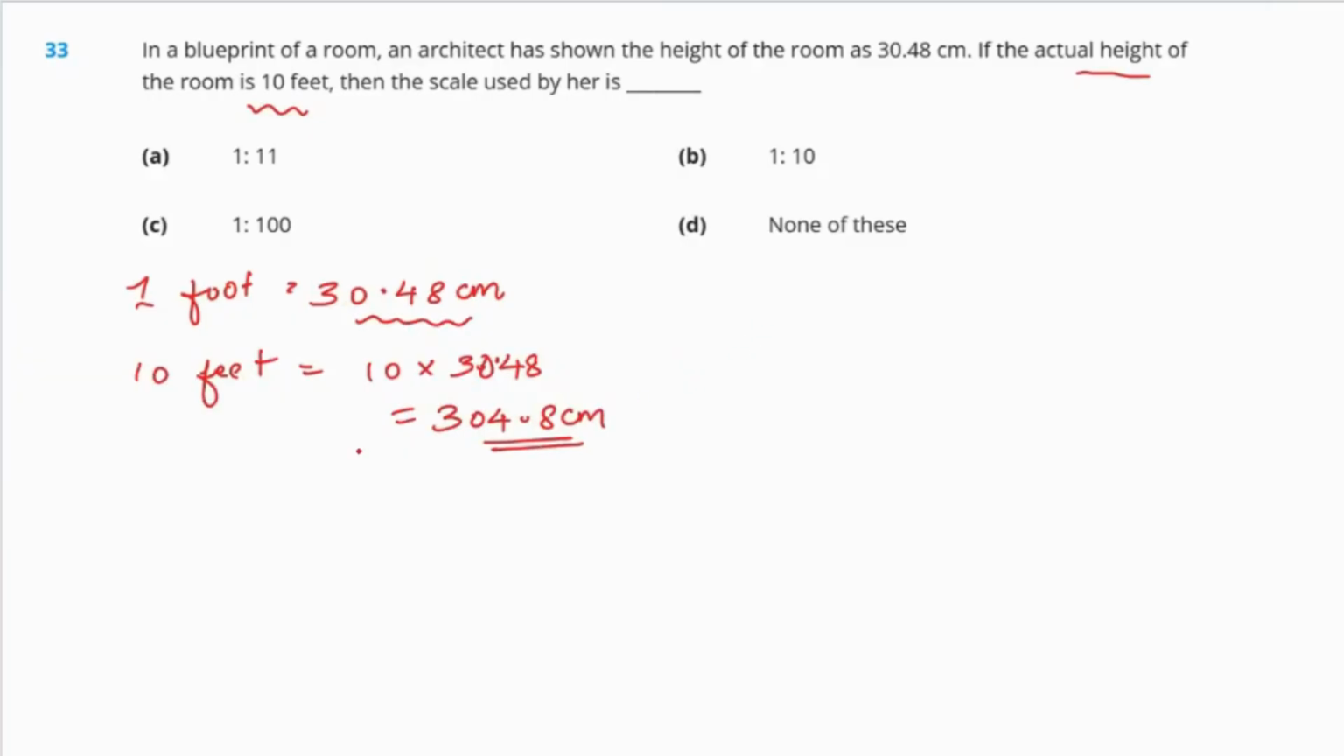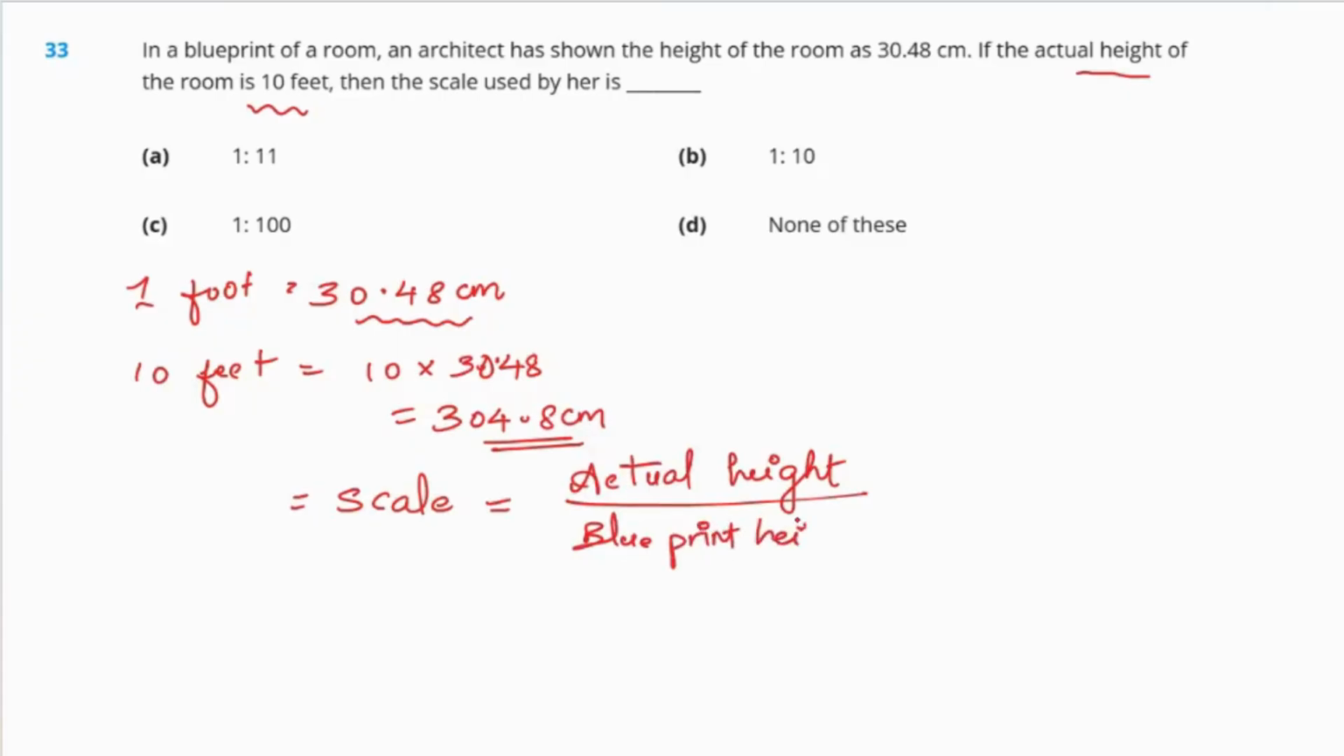So how we will calculate the scale: it is equal to actual height divided by blueprint height. The actual height was 304.8 and the blueprint height was 30.48. Here you can see the difference is 10. So we can say that the ratio, the scale used by her, is 1 is to 10. The correct option is option B.